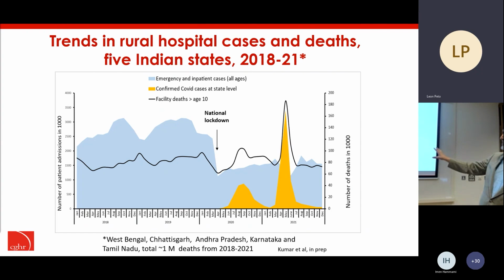So now we look just at the states which seem to have pretty good rural coverage with their facility level data. So this is 5 states: West Bengal, Chhattisgarh, Andhra Pradesh, Karnataka, and Tamil Nadu. What happened here is in the blue, the emergency inpatient cases, when the national lockdown was announced with 4 hours' notice, you see a huge decrease in people going to the hospital. But notwithstanding that, the facility deaths showed these 2 big peaks, one in September, October of 2020, and then the big one during May, June of 2021.